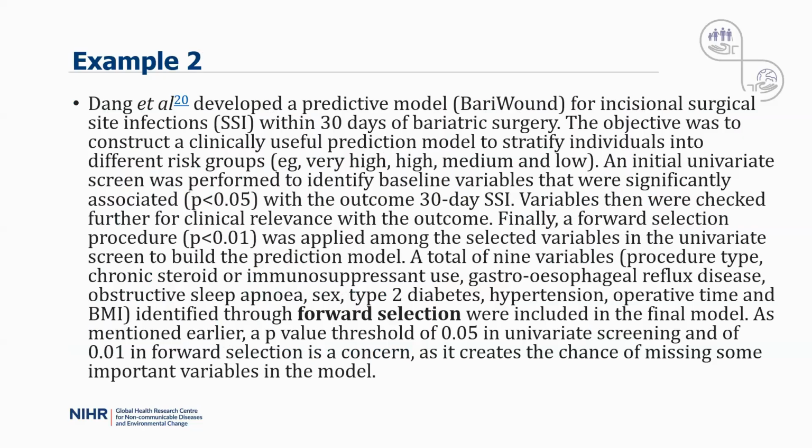An initial univariate screen was performed. So this is in the second example, they are doing first a univariate, which means essentially that you take the independent variables one by one. So essentially you are using a forward selection procedure where you start with a null model and you look at each of the independent variables separately.